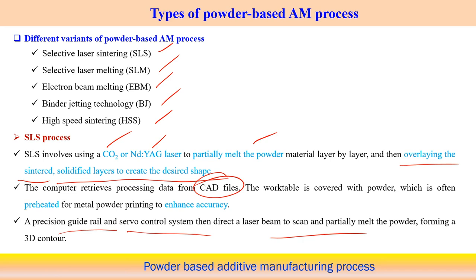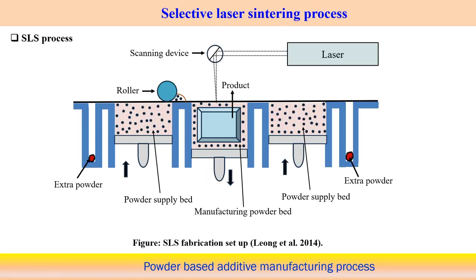Here you can see the selective laser sintering process in more detail. For example, this is the laser, this is the scanning device, and this is the product. The laser is focused on the layer. Here the powder supply bed is there. Usually we supply the powder, and then a roller is there. The roller decides the thickness we handle in one particular step. Over the bed, a layer of powder is there, and then we scan the laser as per the path already decided from the CAD model.